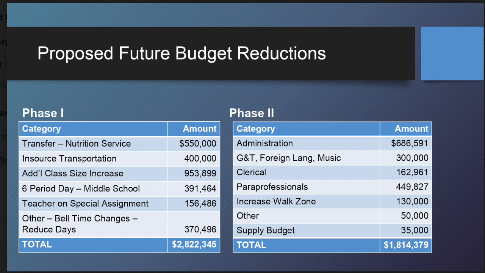Increasing the walk zone would save $130,000. For elementary, that would move from a half a mile to a mile. Secondary, from 1 mile to 2 miles. Other includes some reallocation in special education, which is related to third-party billing, and then decreasing supply budget, which is to eliminate the district-paid ACT.